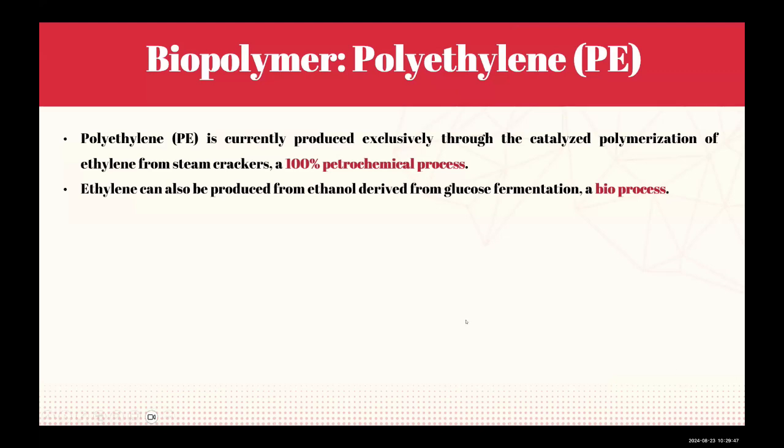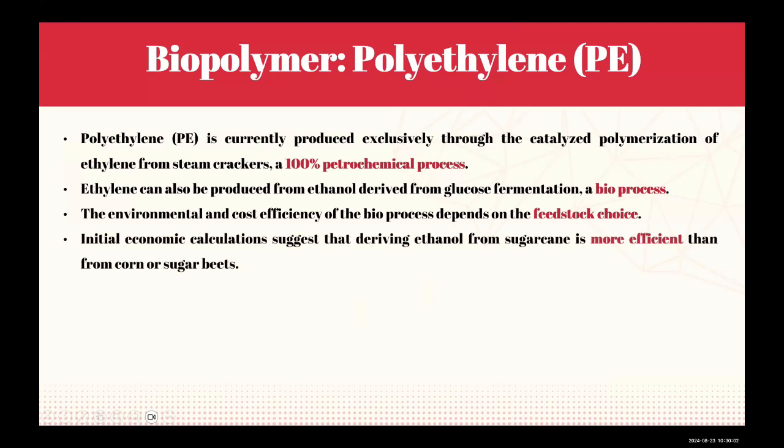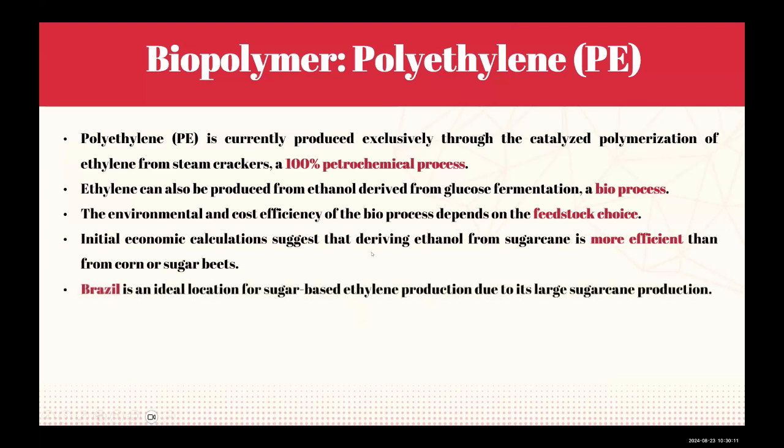So the environmental and cost efficiency of this process depends largely on the choice of the feedstock. As for the economic calculations, they suggest that deriving ethanol from sugarcane is actually more efficient than from corn or sugar beets. So given its large-scale sugarcane production, Brazil is an ideal location for sugar-based ethylene production, making it a key player in the biopolymer industry.